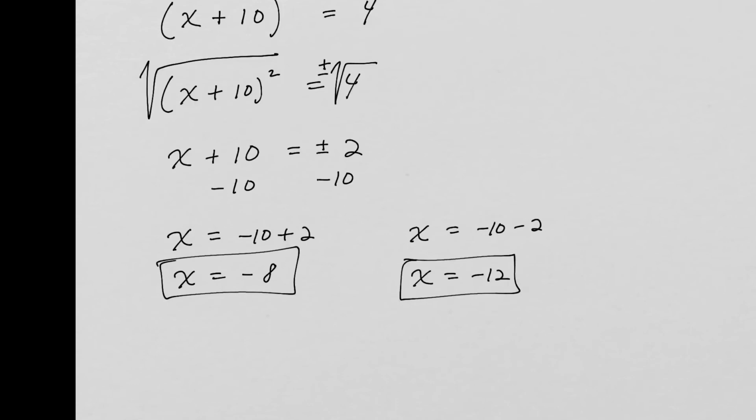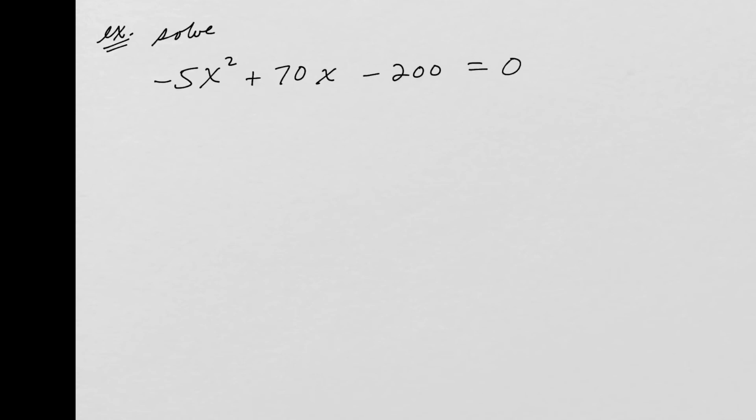Okay, and again, I'll do more problems like this in lecture. Actually, let me do one more where the coefficient is not a 1, okay? And show you how to handle that. So let's say I want to solve this. Say I have negative 5x squared plus 70x minus 200 is equal to 0. And I want to solve it by completing the square.